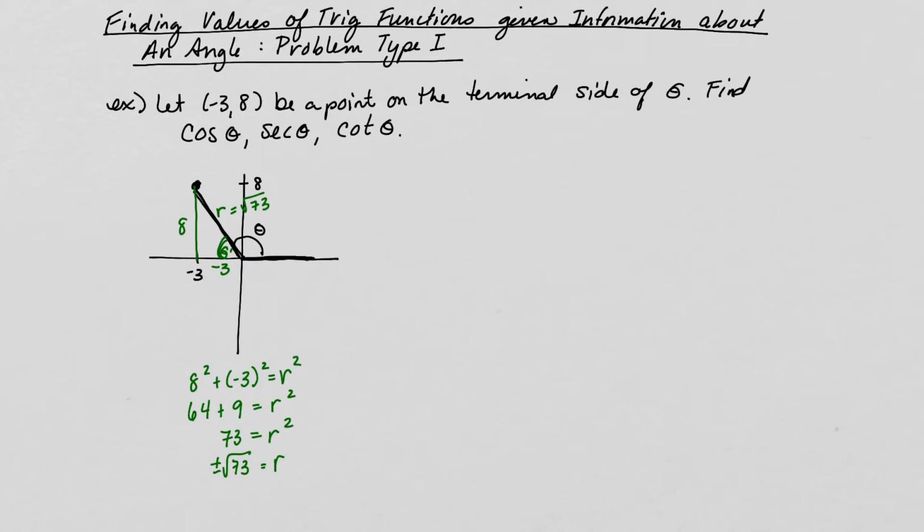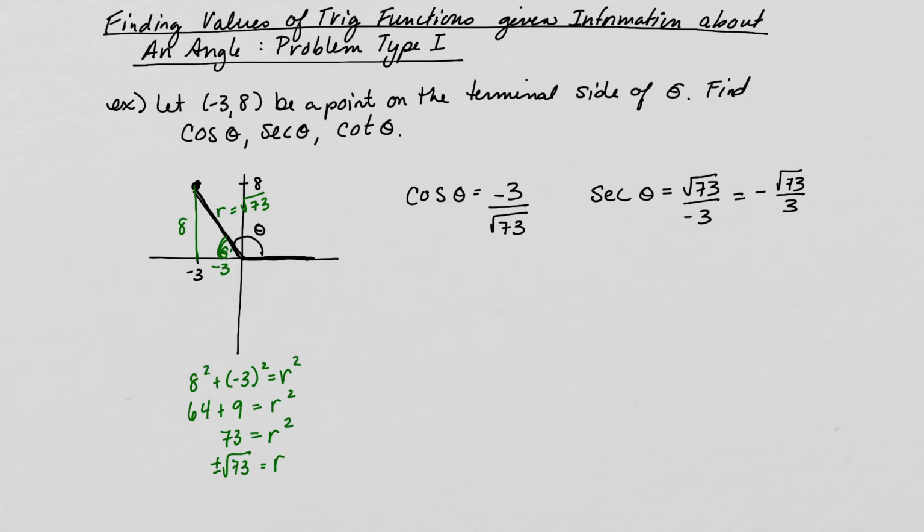Now I just have to figure out the trig functions we're looking for. We're looking for the cosine of theta. Remember, cosine of theta is adjacent over hypotenuse. So it's going to be -3 over the square root of 73. Secant is just the cosine flipped over, so it's going to be the square root of 73 over -3. I get asked a lot of times where should I put the negative? It doesn't matter. You could put the negative down in front, on the top, or on the bottom. Usually I just write it as negative square root of 73 over 3.